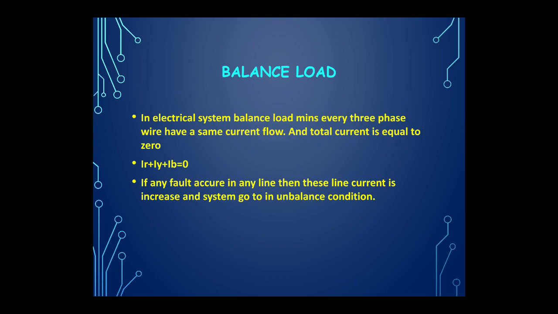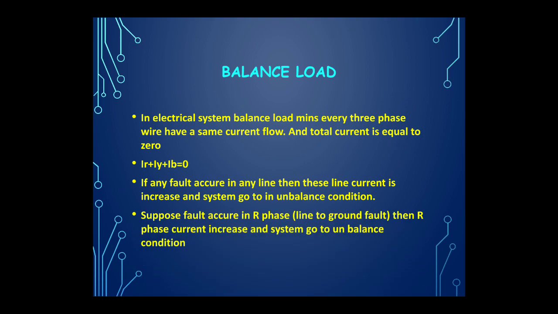If the load impedance is unequal, then the line is converted into an unbalanced line, or the loads act as an unbalanced load. Suppose a fault occurs in the R phase, then the R phase current increases and the system goes to an unbalanced condition. So that is the balanced load.